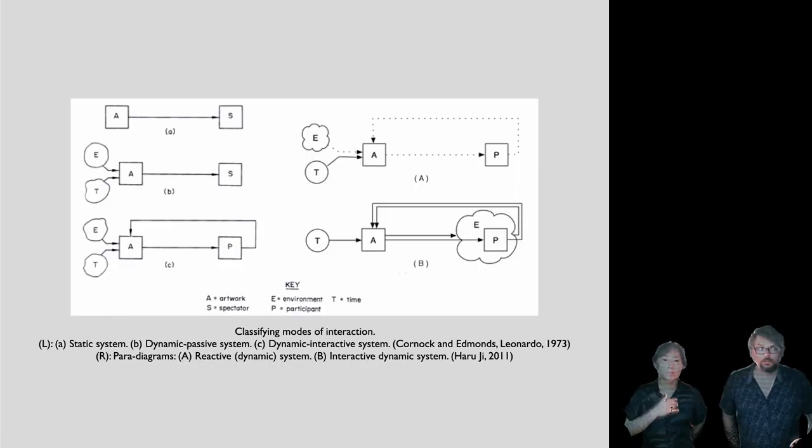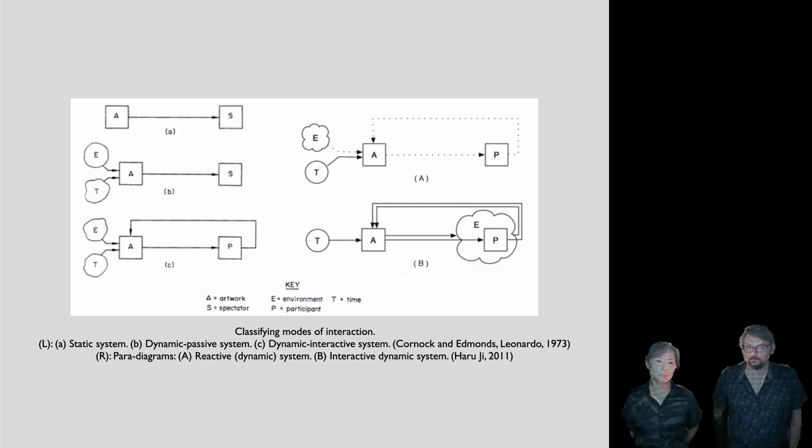So in terms of this embedded feedback, I would like to talk about interactive systems here a little more. The diagrams on the left are from Cornock and Edmonds discussing the emergence of interactive art in 1973, a time in which the spectators became participants. The first diagram is more like a traditional art system, a static system, in which spectators just read the artwork. And in B, time and environment factor into the artwork, so the artwork changes in time. But the directional nature remains, like Earth art. With C, finally spectators became participants, able to influence or change the artwork, like happenings, or the early computational media art.